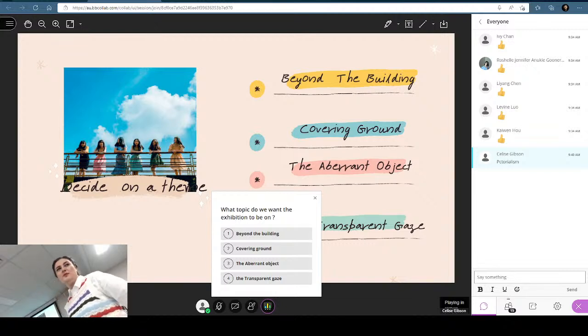So beyond the building, the relationship between nature and the built environment, can be any approach to nature and the built environment. Covering ground is like abstraction, and the floor, like what you're walking on. A barren object is like those dream-like, weird images where things aren't quite right. Things seem a little bit strange.